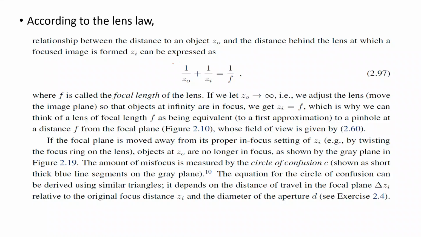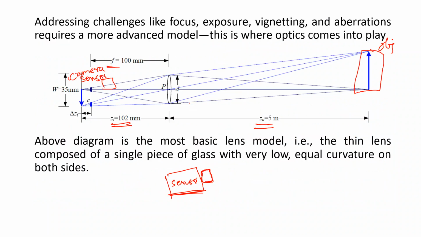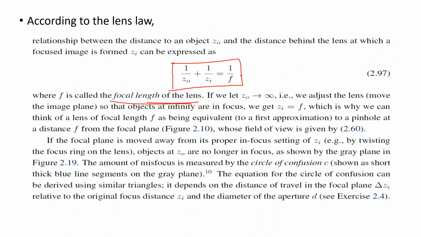So the equation used to represent the optics is 1 by z naught plus 1 by zi equals 1 by f, where f is called the focal length of the lens, z naught is the distance between the object and the lens, and zi is the distance between the lens and the camera sensor.